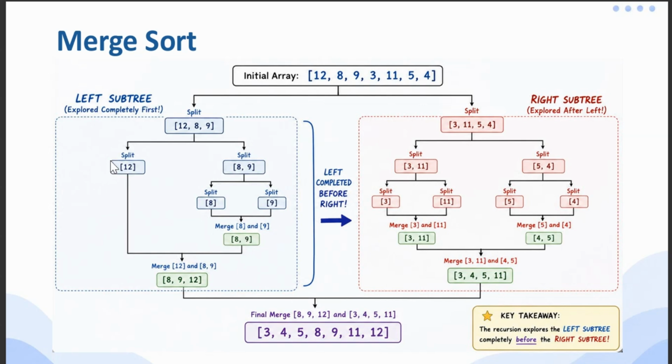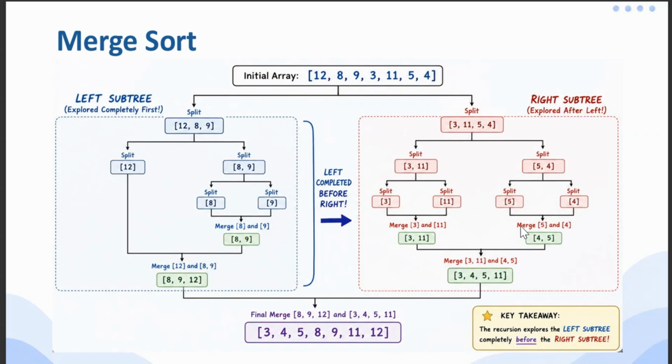So now you have 8, 9 and 12 as the elements, right? What we will do is merging, right? So what's the smallest element among these? 8, right? And then 9, we combine them, and then we compare 12 with 8 and 9, right? So what's the smallest element? 8, then 9 and 12, right?